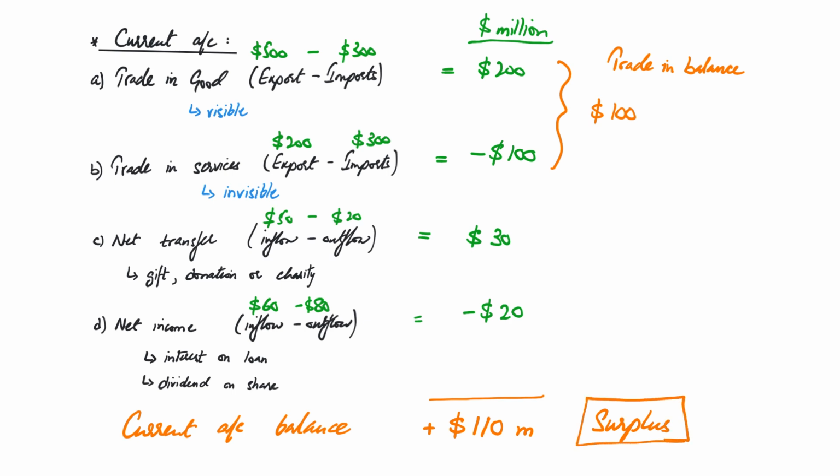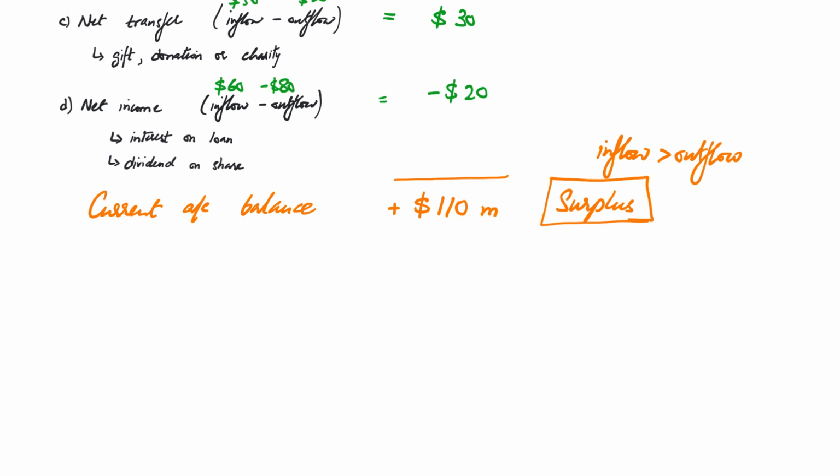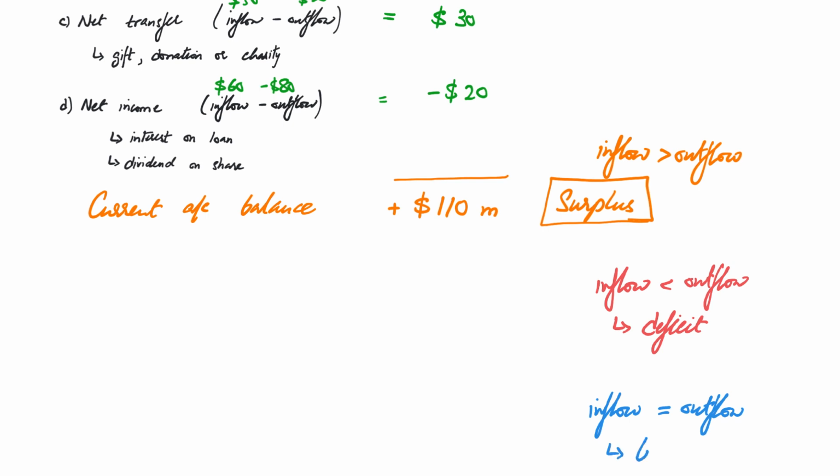Surplus tells me that there is inflow which is greater than outflows. That's a positive thing. If the case was that inflow is less than outflow, we would definitely have a negative result, and that is called a deficit in your current account. If the inflow was equal to outflow, the money coming in is equal to the money going out, we would call it a balance.